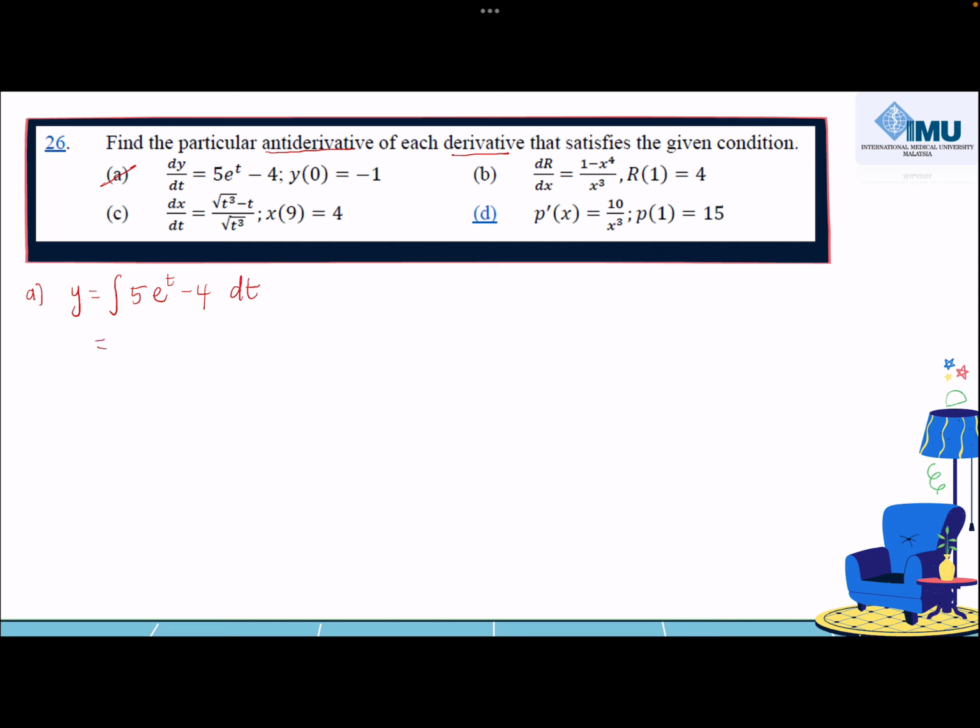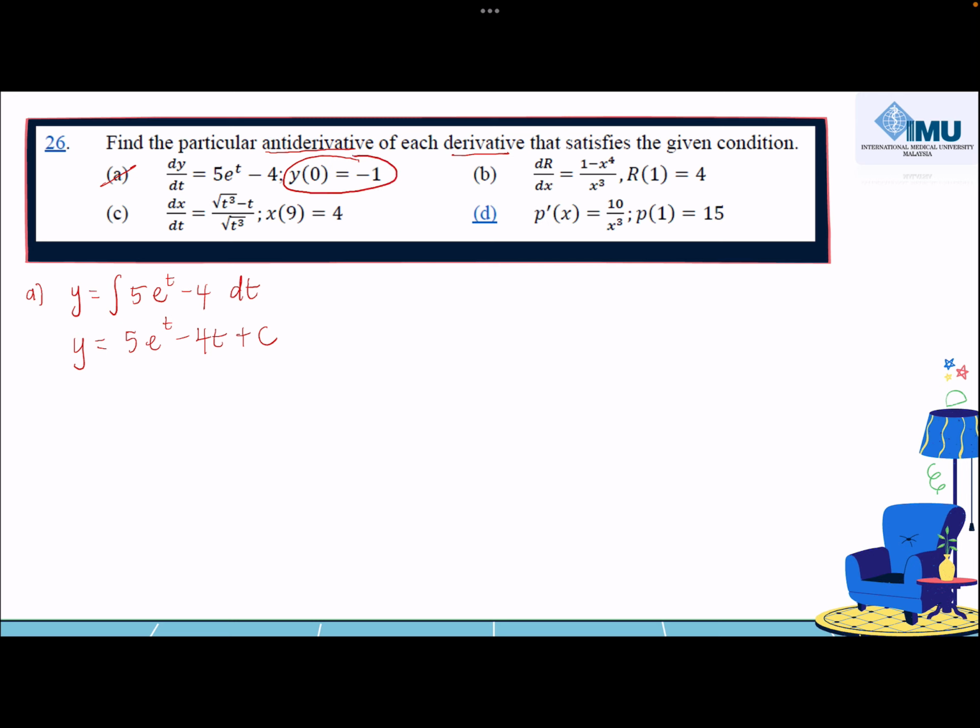Integrating an exponential will always give you the exponential back. Integrating a constant will give you an additional t. Don't forget this is an indefinite integral, so you will have plus c at the end. Now your function of y is yet to be completed, you need to follow the given question.